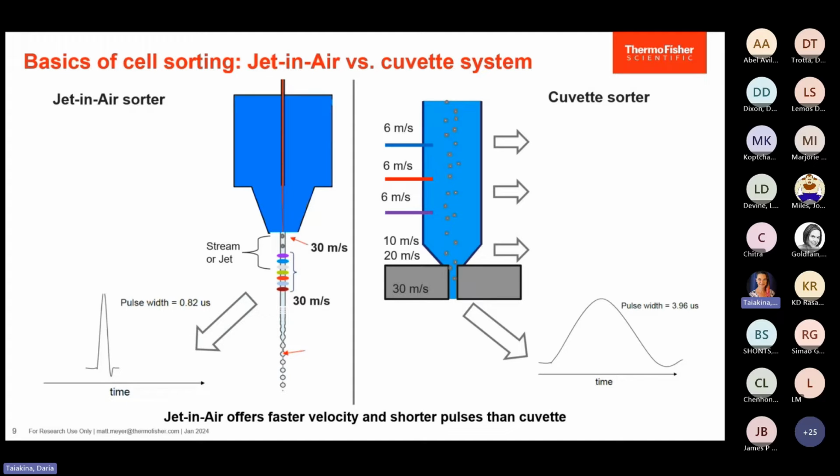And so I like to relate this back to microscopy, and that shorter pulse width is going to allow you to look at the next cell coming through quicker. You're not going to have as much overlap. And so you're basically getting more and more resolution, so you can see more as your sample comes through. And that's one of the real advantages of having the jet-in-air sorter versus a cuvette-based sorter. And that ultimately comes down to throughput and seeing more of your cells as they come through the system.